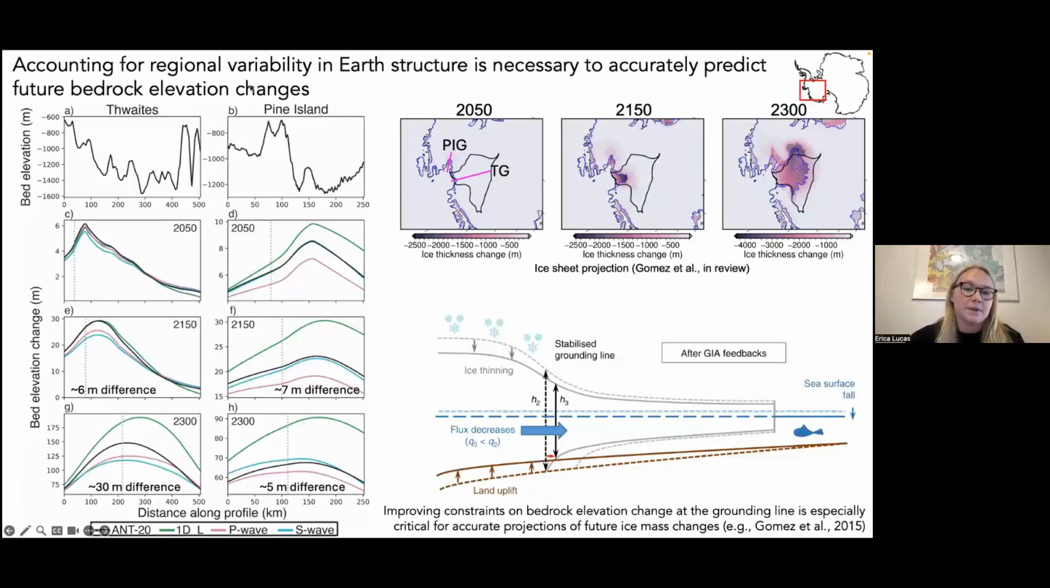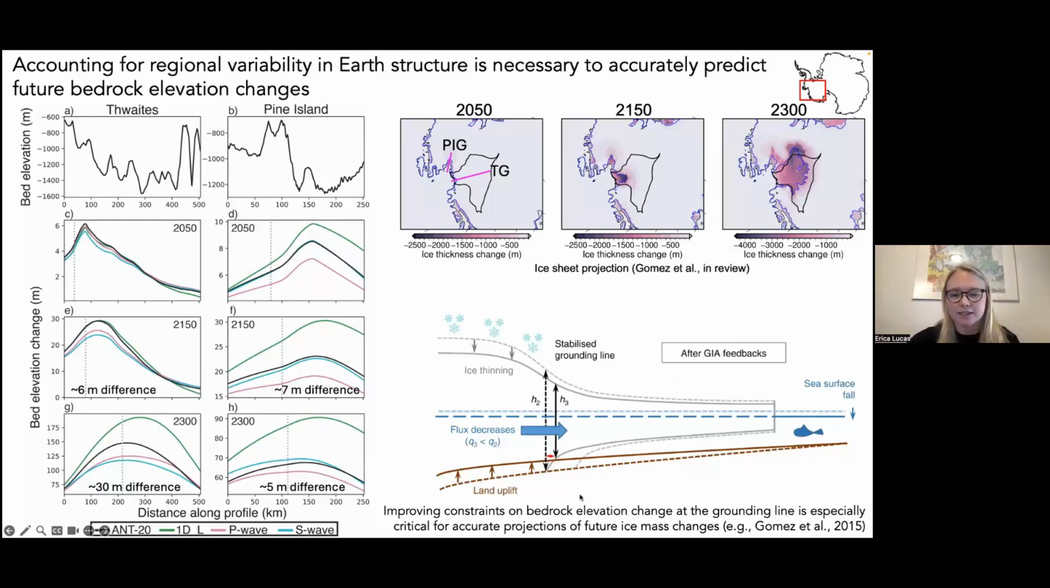And from this work, we're also finding that really accounting for regional variability in Earth structure is going to be necessary to accurately predict future bedrock elevation changes. So these are bed elevation profiles across the Thwaites Glacier, and then the Pine Island Glacier, and then differences in bed elevation change predictions from various Earth models, including this continental and regional scale structure. And here the grounding line is shown as a dotted line. And again, the grounding line is where the ice goes from sitting on the bedrock to floating on the ocean.